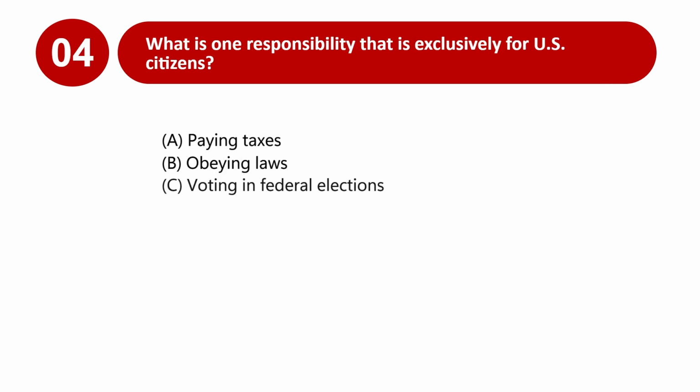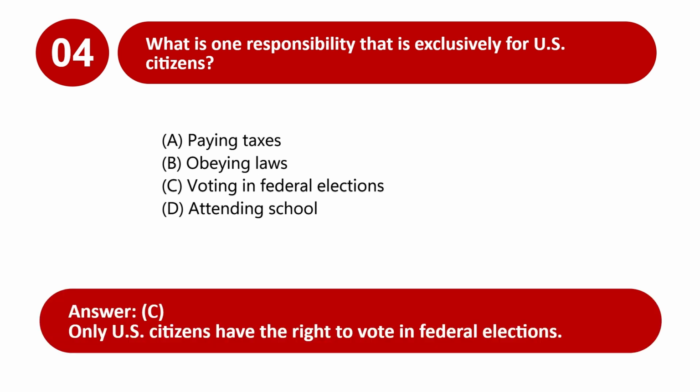What is one responsibility that is exclusively for U.S. citizens? A. Paying taxes. B. Obeying laws. C. Voting in federal elections. D. Attending school. Answer C. Only U.S. citizens have the right to vote in federal elections.